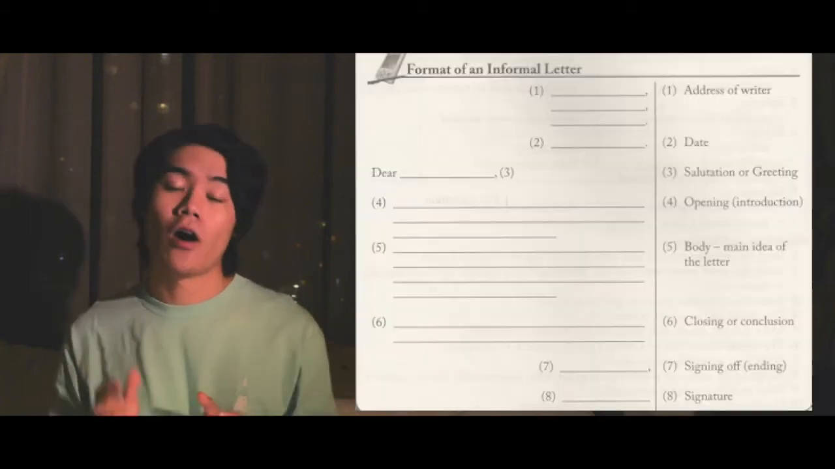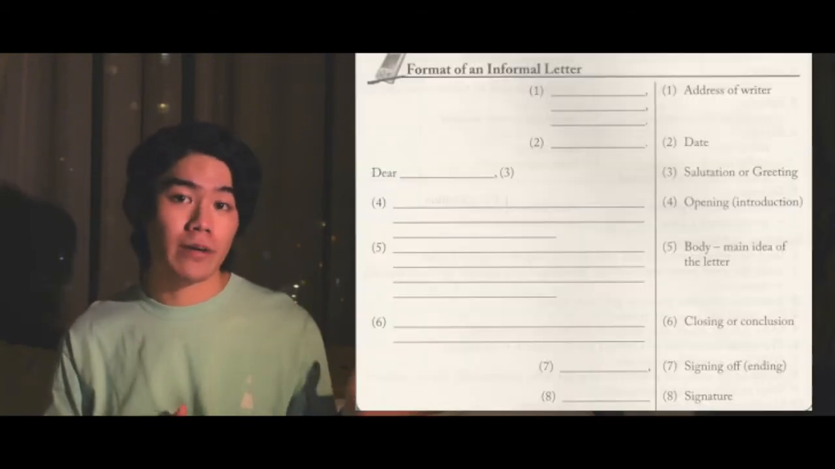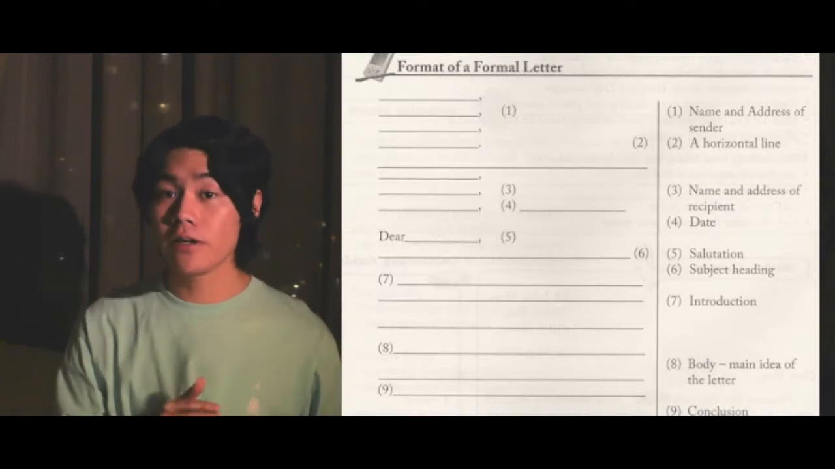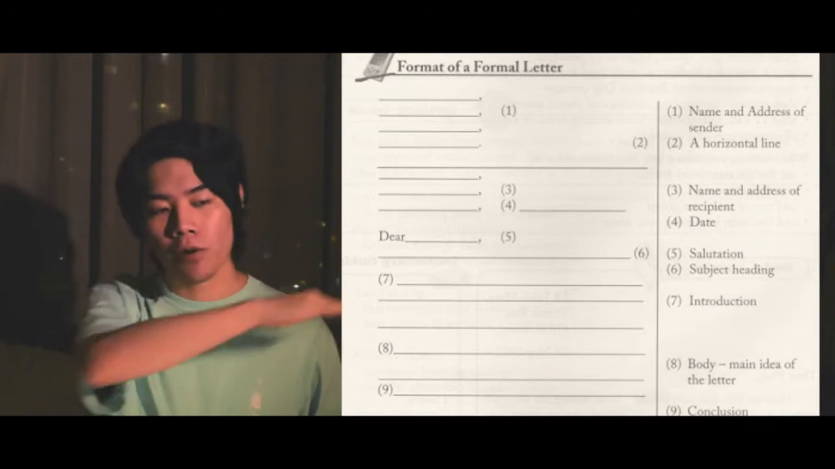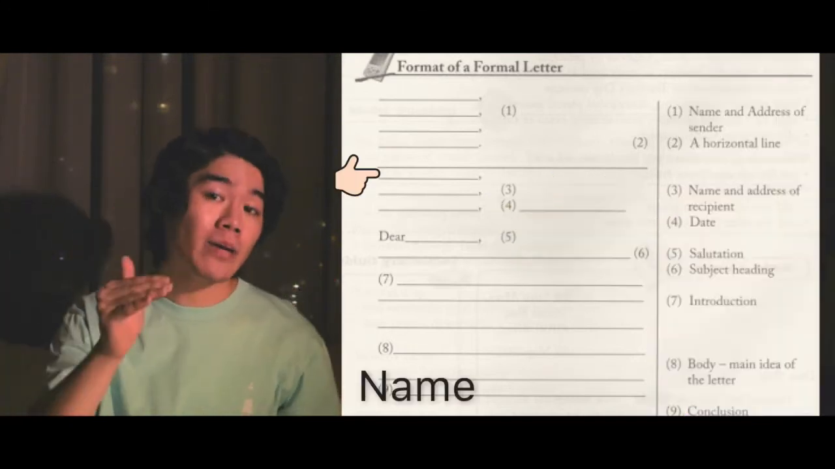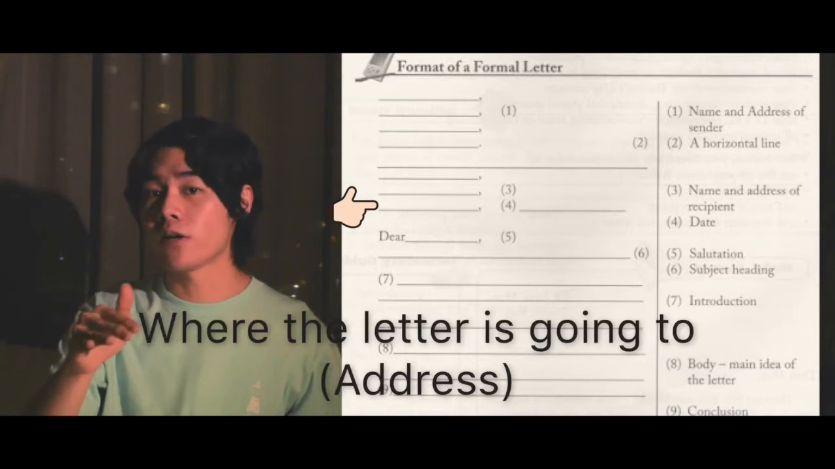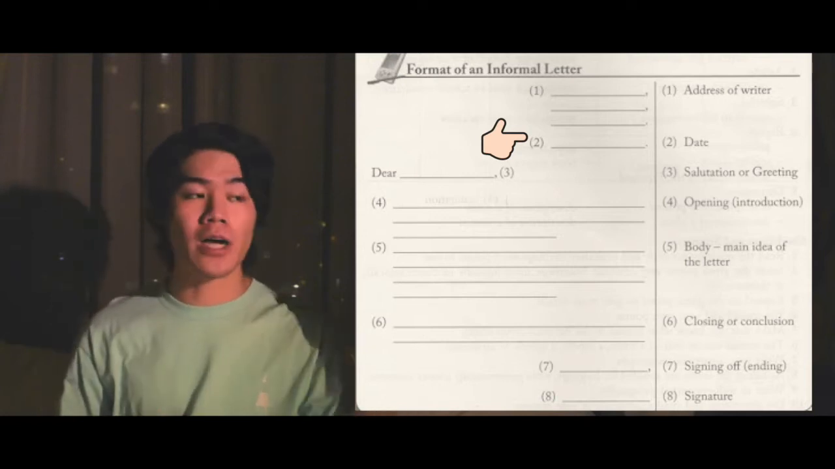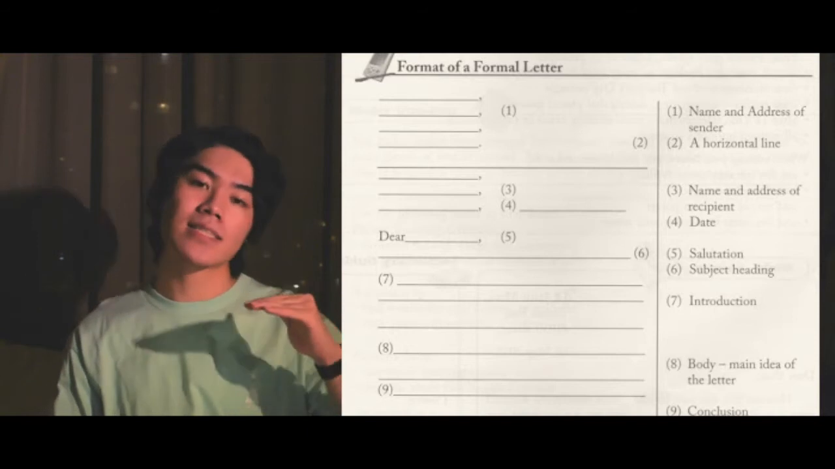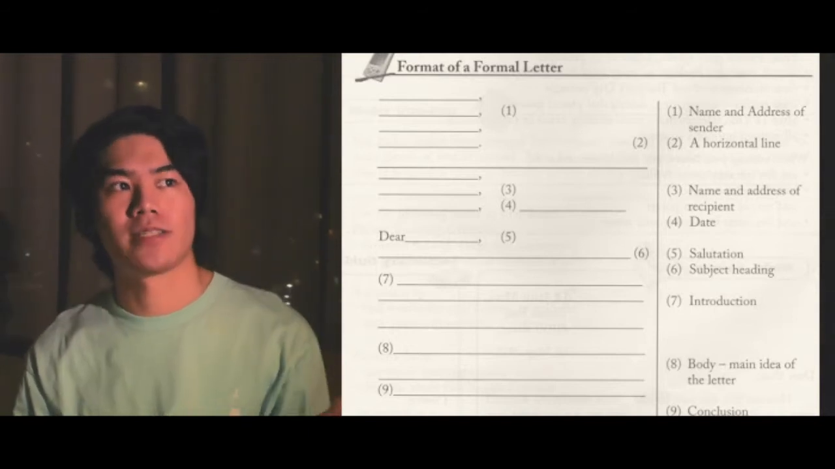On the top of both letters, we write our address. The difference here is, on an informal letter, it's on your right, whereas for a formal letter, it's on your left. However, on a formal letter, once you're done with your address, put a big line and put in the recipient's address. Put in their name, their position, and where the letter is going to. Both letters have their dates on the right. Informal will be under your address, whereas for formal, it will be on the same line as the last line in the recipient's address.